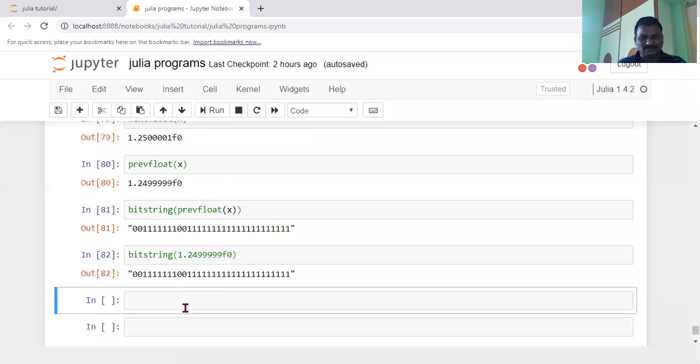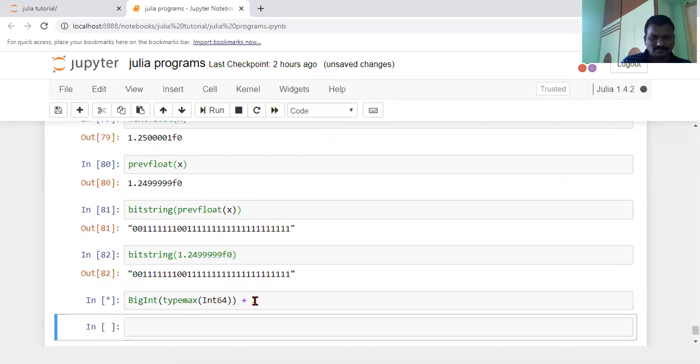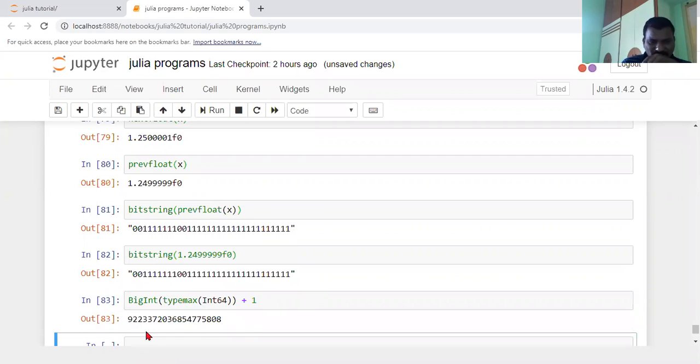It takes a long time here. The BigInt of the typemax of Int64 plus 1. This value plus 1 here. In this way, you will have the numbers as well as the integers here.